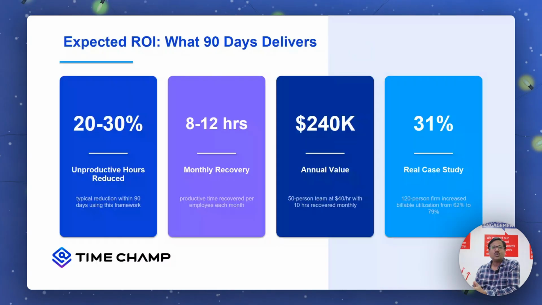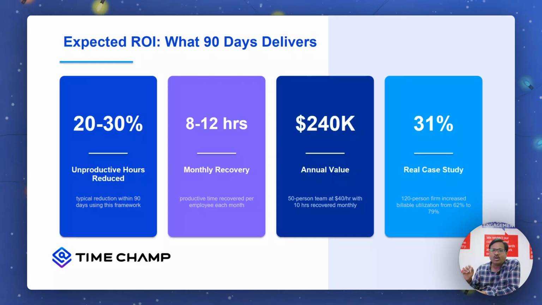Are you ready? So, what are realistic results? Organizations using this framework typically reduce unproductive hours by 20 to 30% within 90 days. That translates to 8 to 12 hours of recovered productive time per employee every month.